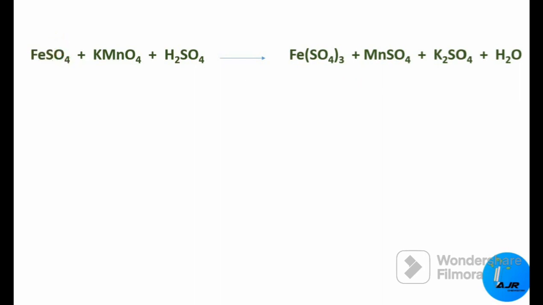See here in FeSO4 we have 4 oxygen. How many oxygen atoms are there? 4 oxygen. What is the oxidation number of one single oxygen? It is -2. Since we are having 4 oxygens here, the oxidation number will be -2 into 4, that is -8.